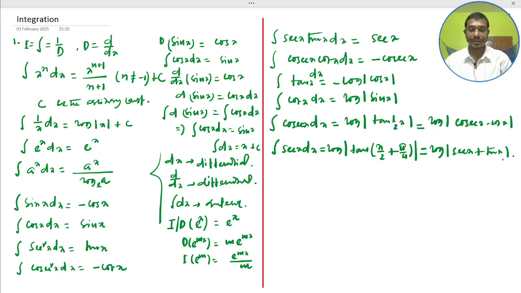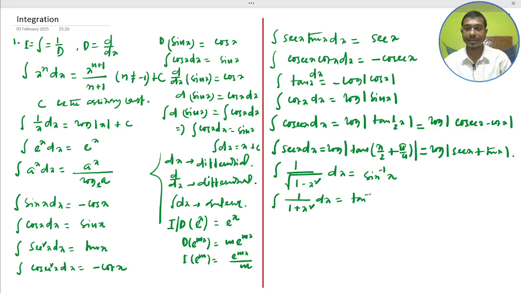So next one, the inverse functions. Integration of 1 by root over 1 minus x square dx, that would be sin inverse x. Integration of 1 by 1 plus x square dx, very important, that would be tan inverse x. And integration of 1 by x root over x square minus 1, that would be what? The sec inverse x. This is the inverse function.